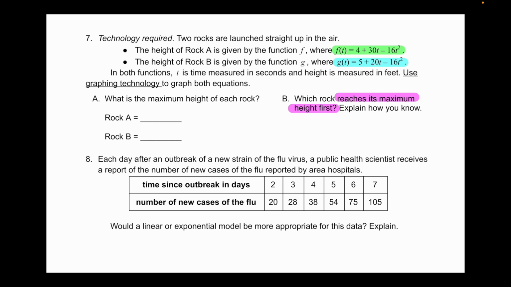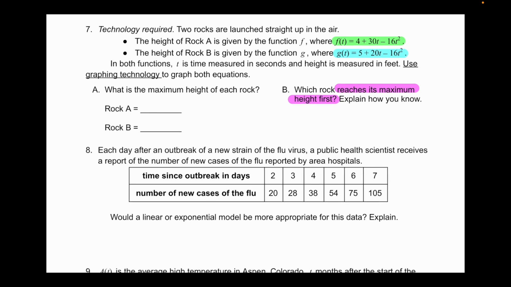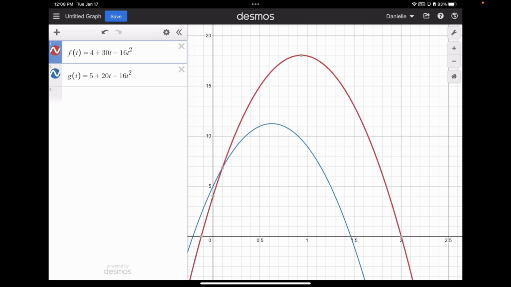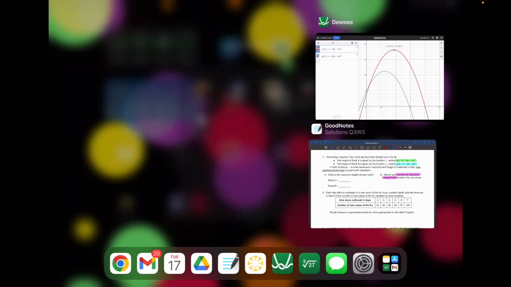So first of all, let's go and look at rock A and see what that maximum is. So that is going to be function f. That's our red one here. And you can see once we click on it, there is actually a gray dot at the top. That is the maximum. And so if you click on the little gray dot, it actually shows you all the values. So this one, the output value is 18.063. So that is going to be our maximum height.